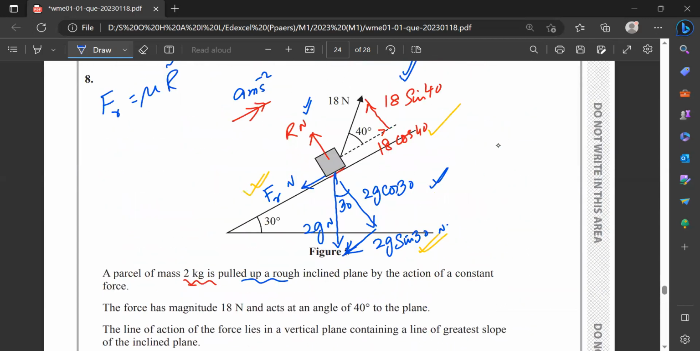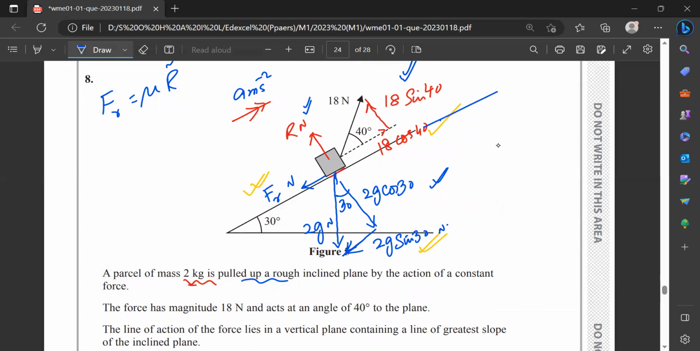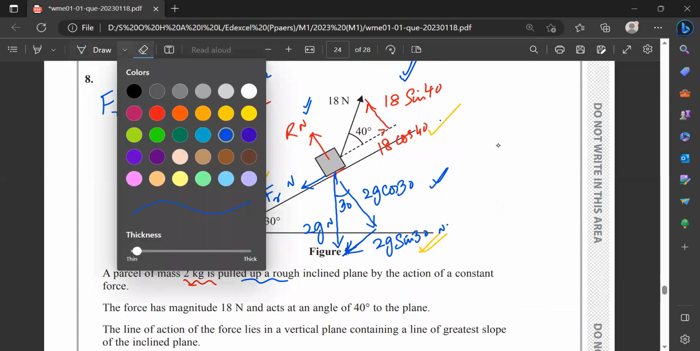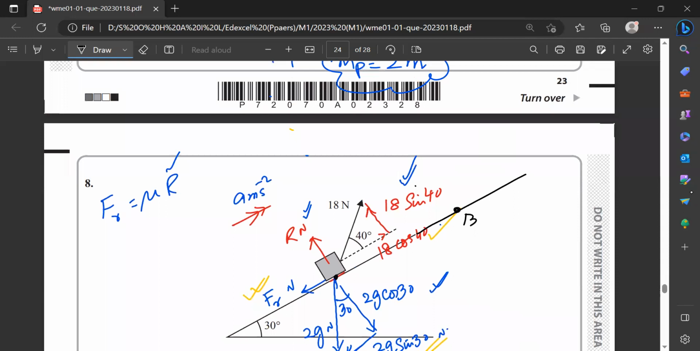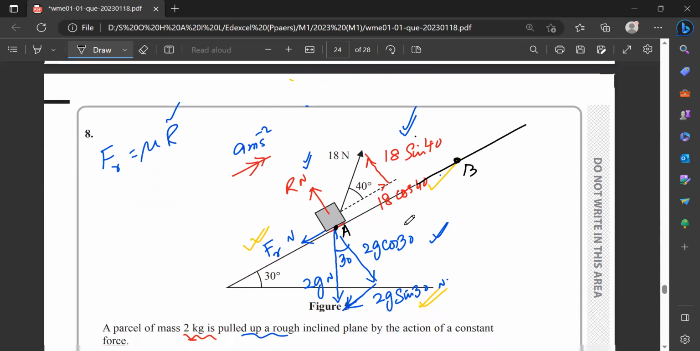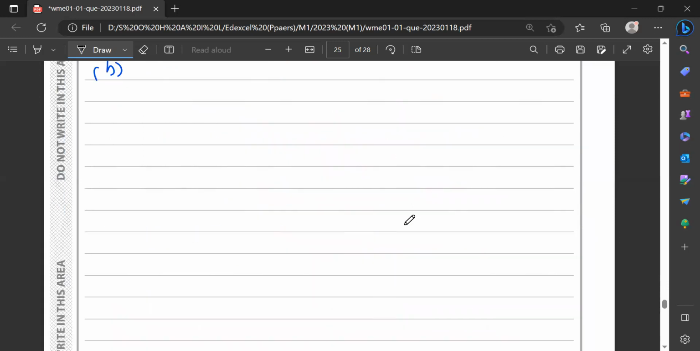As it passes through B, I can just draw this with the black. Say B is here, and say A is this point. The distance between A and B is given, which is 5 meters. At A, the speed is given. At B, the speed is the question. And the acceleration we have calculated. Motion from A to B.